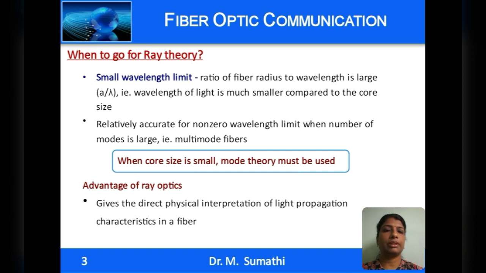So it is precisely accurate only for the zero wavelength limit, but relatively accurate for the non-zero wavelength limit, provided the number of modes is large. So ray theory is valid for multimode fibers where the core radius is large. Whereas for single mode fibers with small core size, ray theory cannot be used. We have to go for modal analysis.